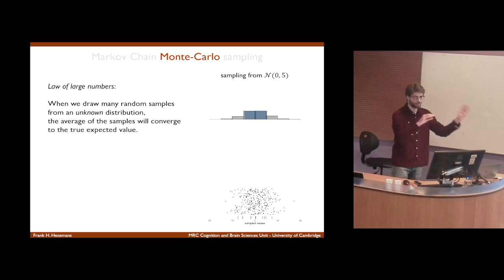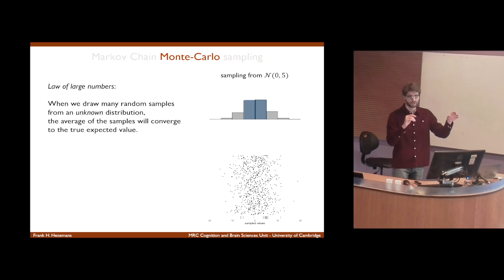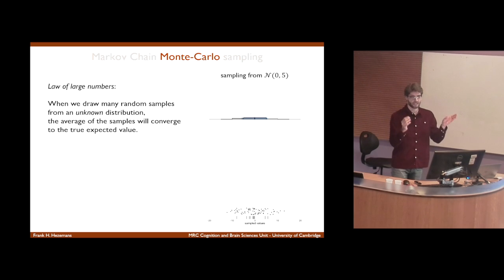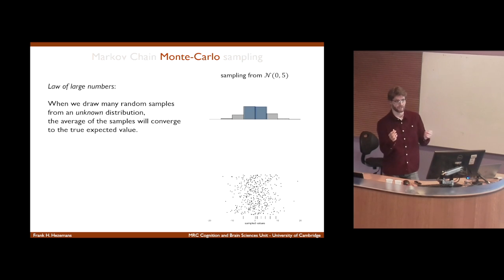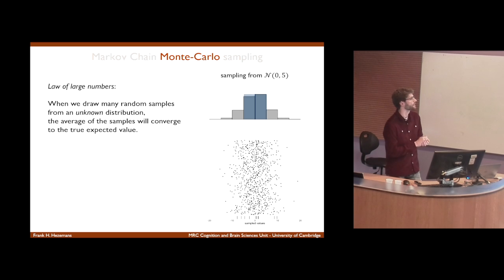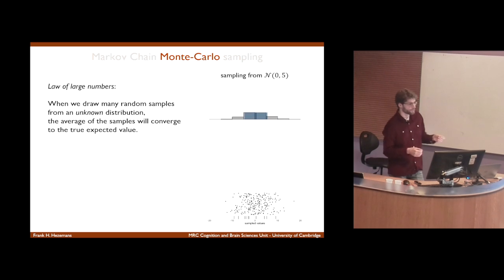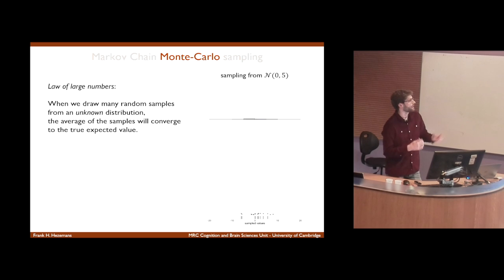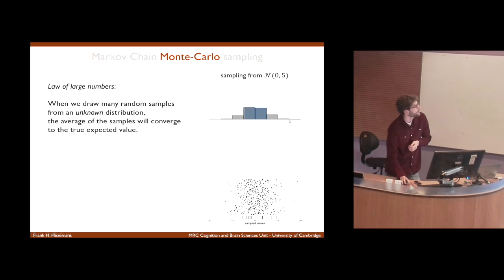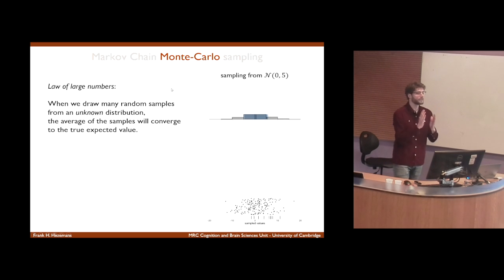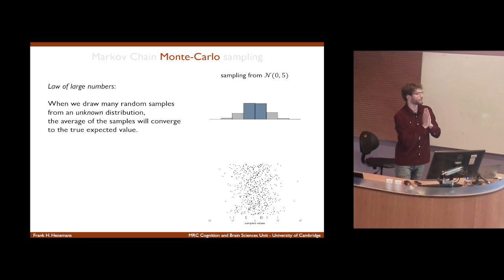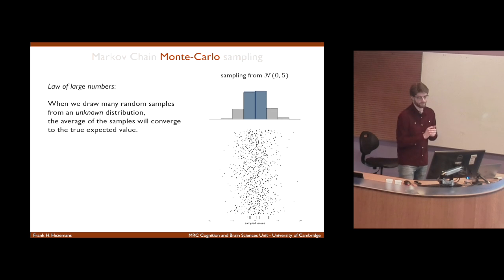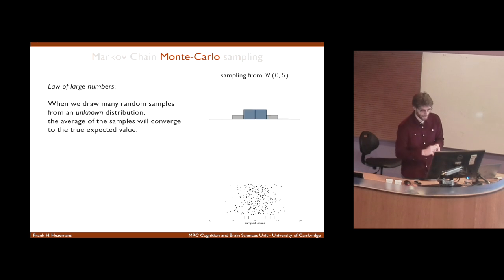We're stuck here with a situation where we have a distribution. We want to know what the distribution is like, but we don't know the true parameter values. But the law of large numbers says that if you are able to randomly draw samples from this distribution, you end up with a collection of samples, this histogram here at the top, which will converge to the true expected value. So this characterizes the posterior distribution very nicely. Okay, so how do we draw samples from the distribution?